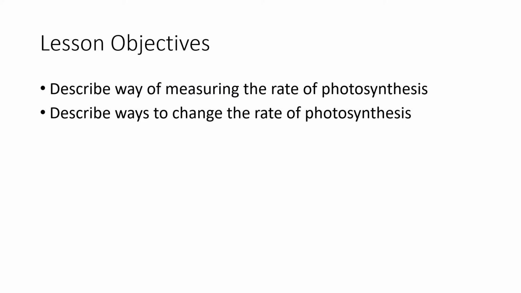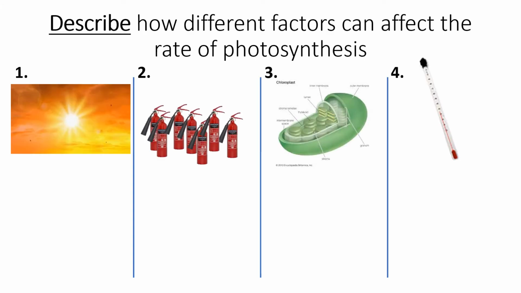In this session, we're going to cover ways that we can actually measure that rate, and we're going to look at how we can change that rate. There are 4 different factors that can change the rate of photosynthesis.